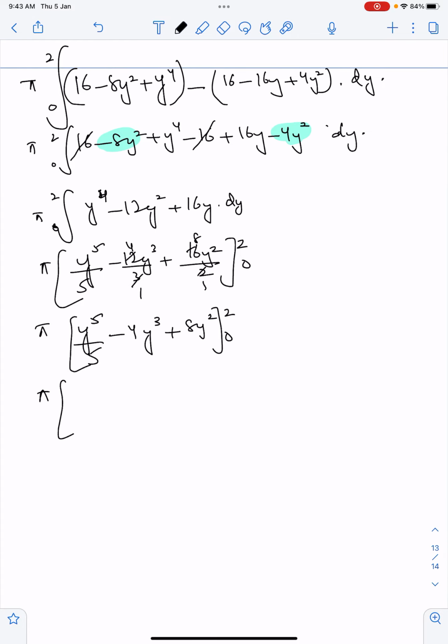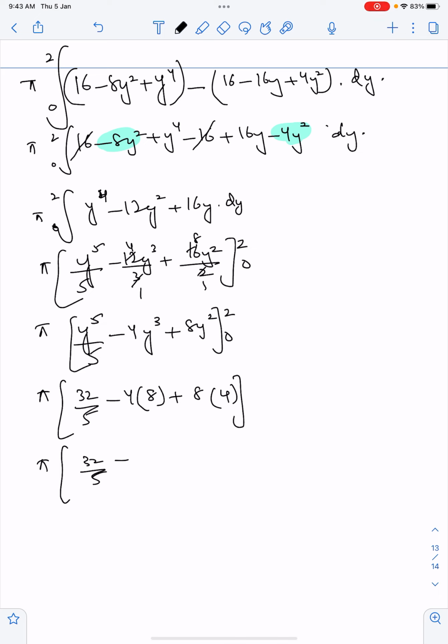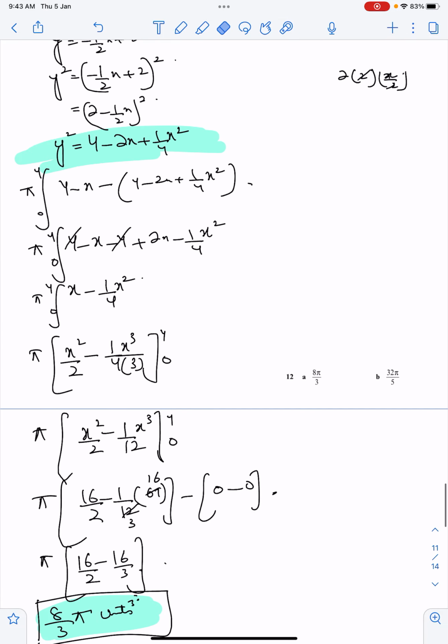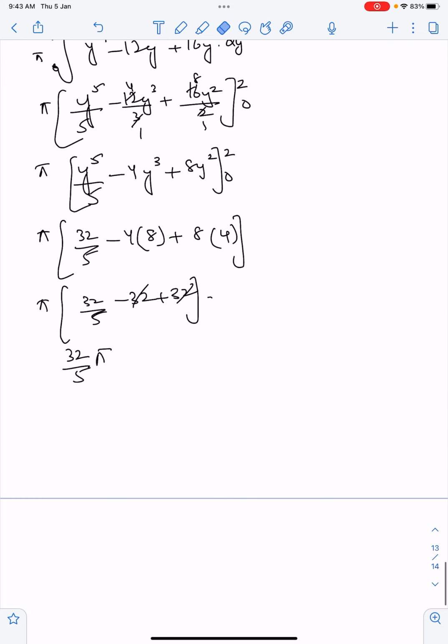Okay, so 2 to the power of 5 is 32 upon 5 minus 4, 2 to the power cube is 8, plus 8, 2 to the power square is 4. If I put the boundary of 0, this will become 0, 0 and 0, so no use doing that. Simplify this. I'm just solving it. This is 32 upon 5 minus 32 plus 32. This will cancel out. You're left with 32 upon 5 pi unit cube as the final answer, which is correct.